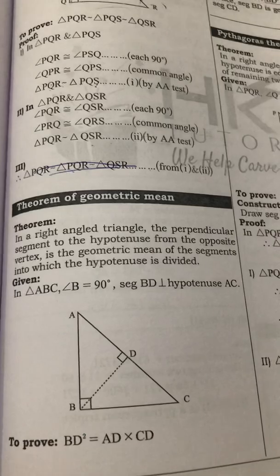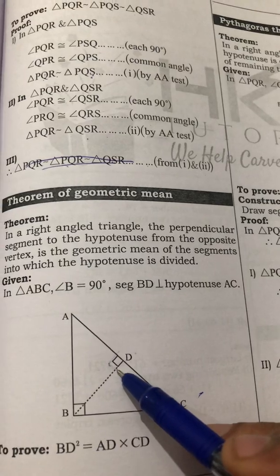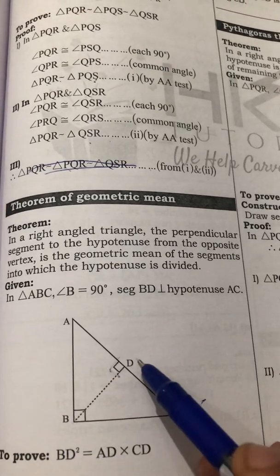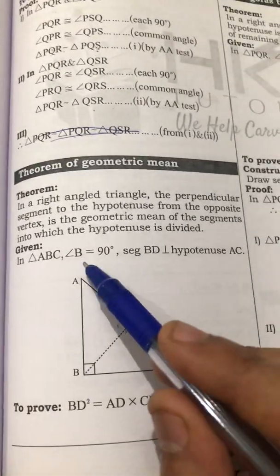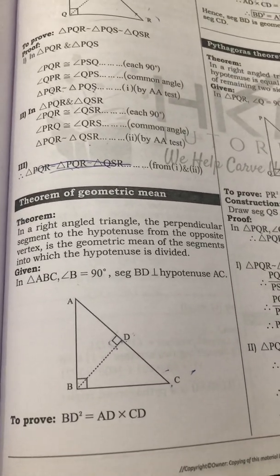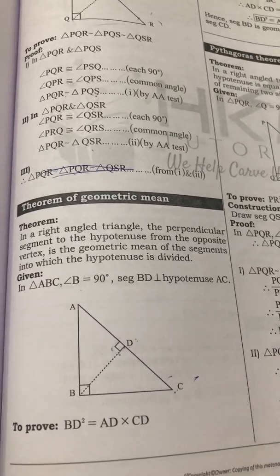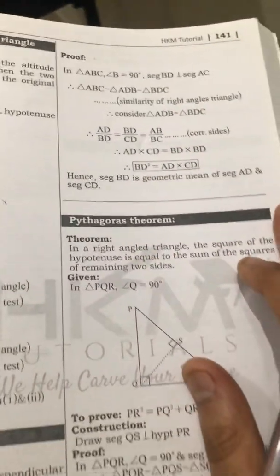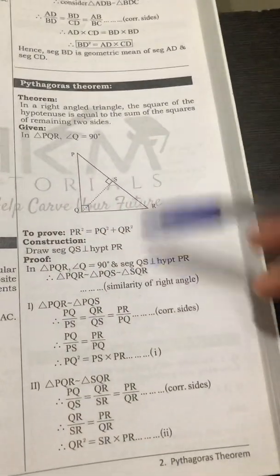Geometric mean theorem. This is also very easy. In a right angle triangle, suppose this is perpendicular to the hypotenuse. So we can say BD square is equal to AD into DC. Okay, very easy. Again, in a right angle triangle, these theorems are only for right angle triangles, not for any other. Okay, so what can we say? BD square is AD into DC. Clear? Now, the proof we will see later. Now, Pythagoras theorem. This proof also we will see later in the theorems part of it.